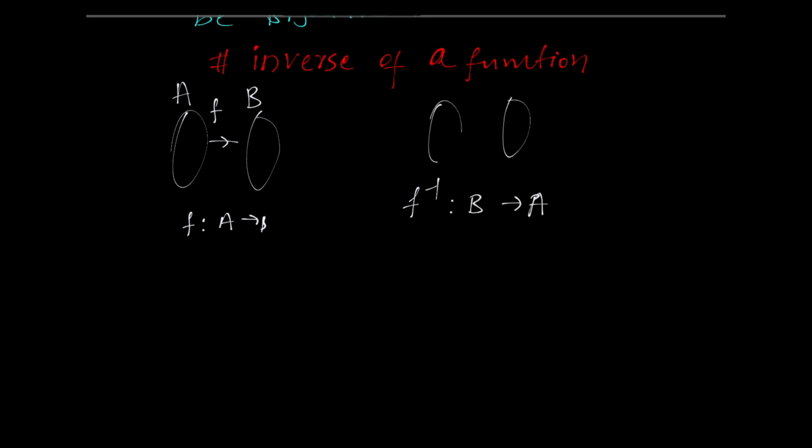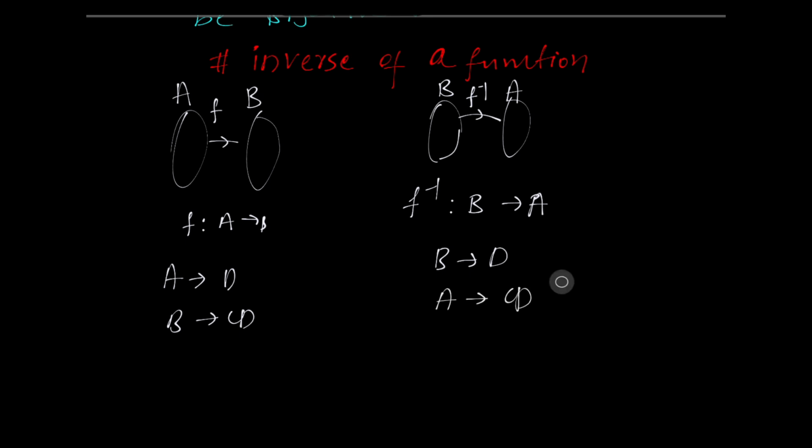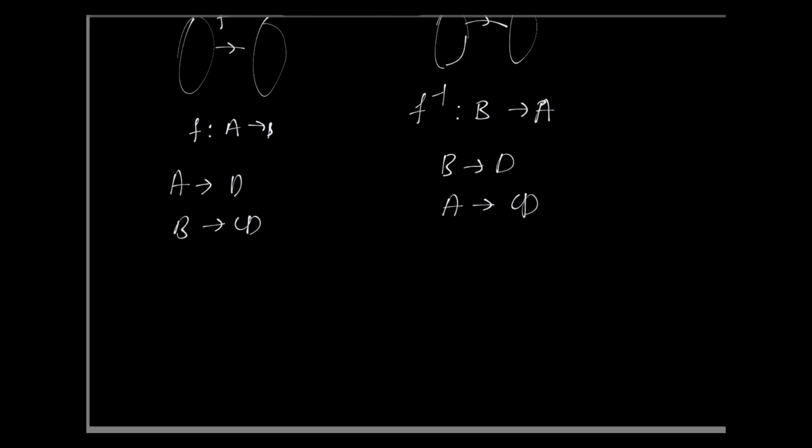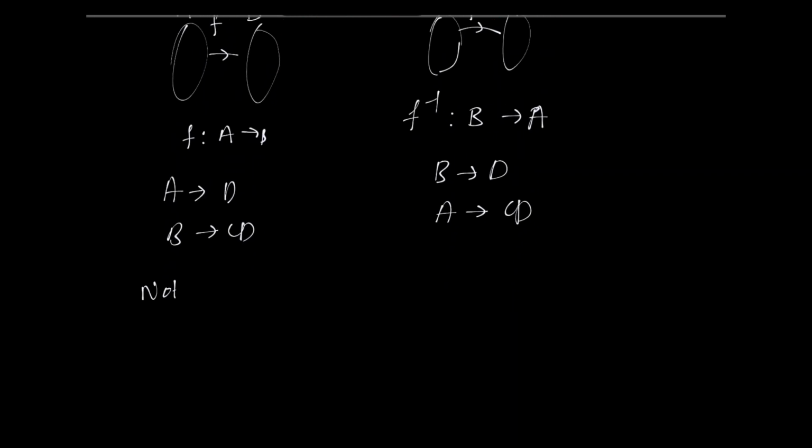What am I supposed to write? Here it must be B, and the second set is A. So here it is f inverse function. A is my domain and B is my codomain set. Here B will become the domain for f inverse and A will become the codomain for f inverse. And inverse functions are defined only for bijective functions.